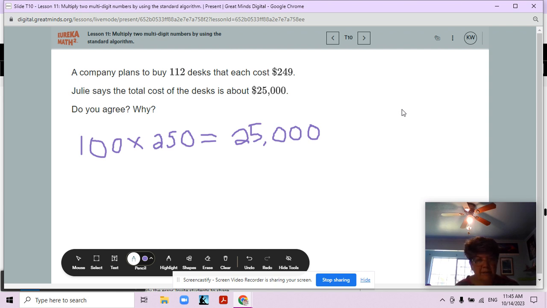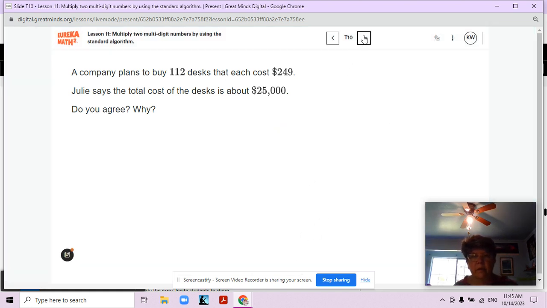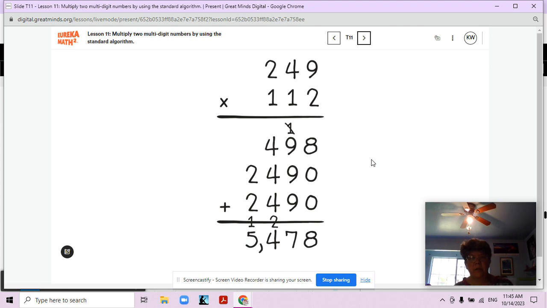All right, so let's look at our friend Toby's calculation of the total cost of the desks on our next slide. Okay, there we go. I see right away that Toby only said it's going to be $5,400. Well, guess what? Toby made a mistake. Can you find the mistake that Toby found?